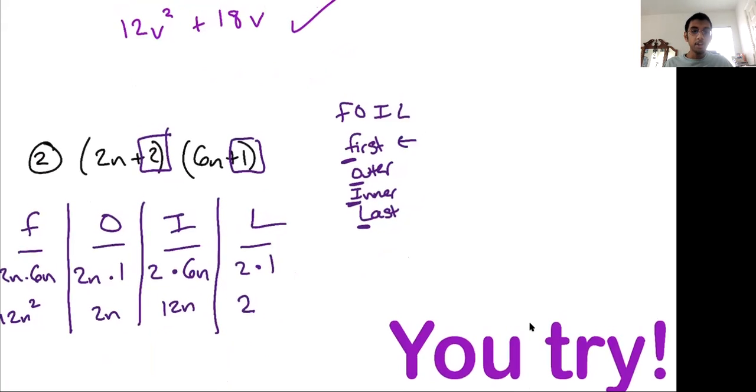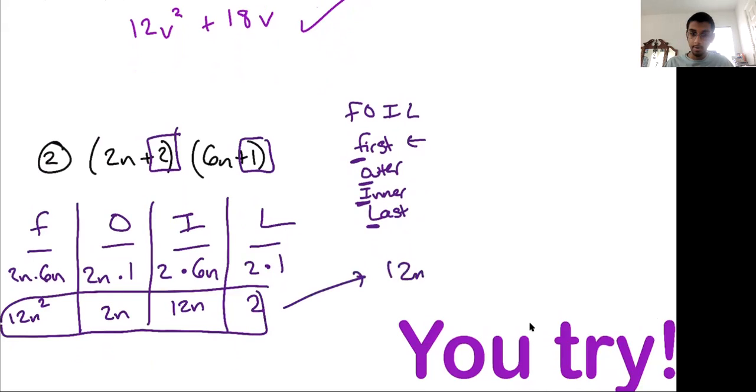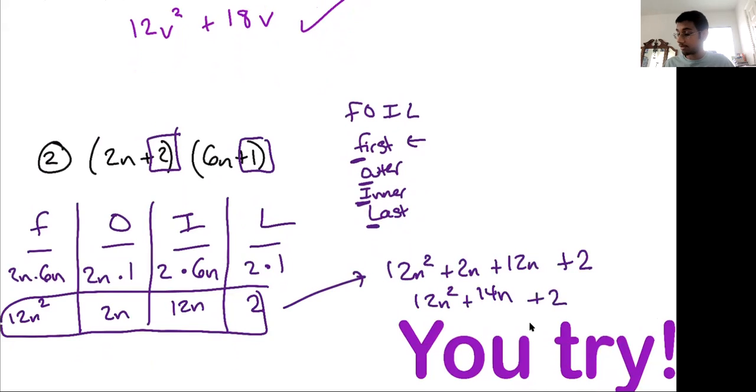Now that I know that, we just add all of these things I just solved for up. So it becomes 12n squared plus 2n plus 12n plus 2. So that simplifies to 12n squared plus 14n plus 2. And that is our answer right there.